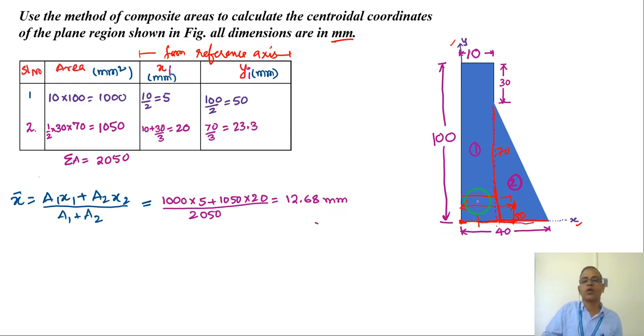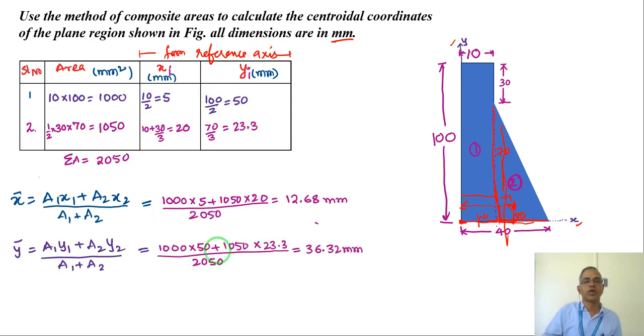So this is somewhere here along the x-axis, right? Along this axis, somewhere at 12.68. But what about the y-axis? a1y1 plus a2y2 by a1 plus a2. I know y1, this is y1, this is y2. By substituting here, I get 36.72. That means along the y-axis, 36.72. Of the total 100, roughly it is 1/3 of the total height, a little more than that.